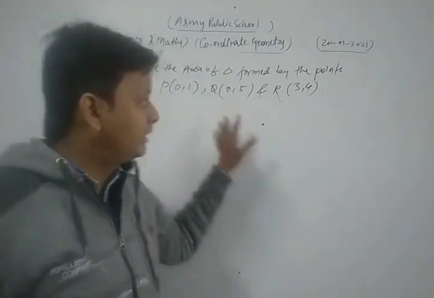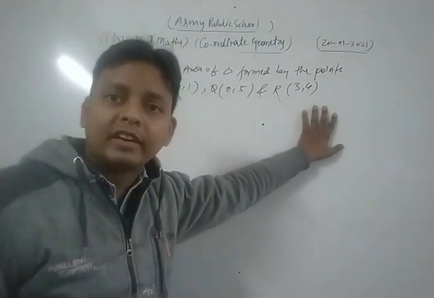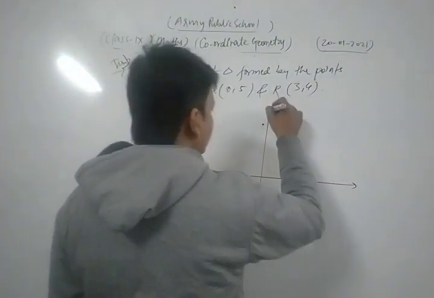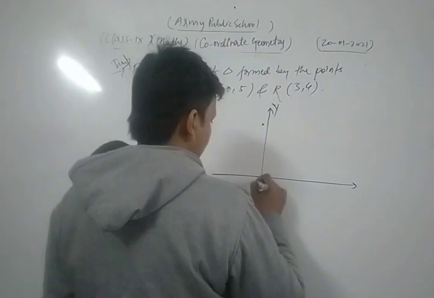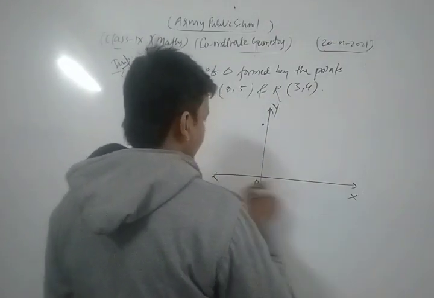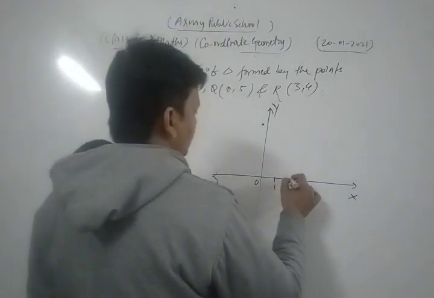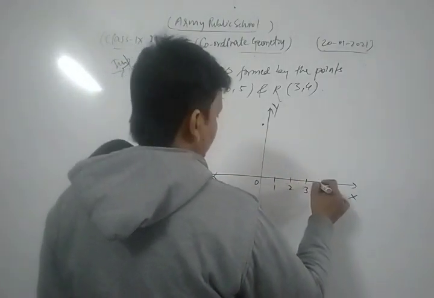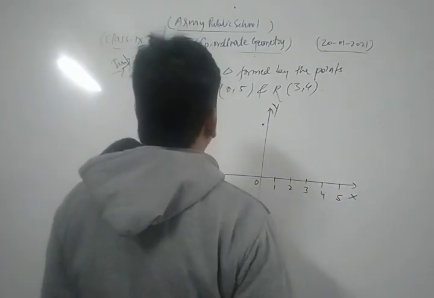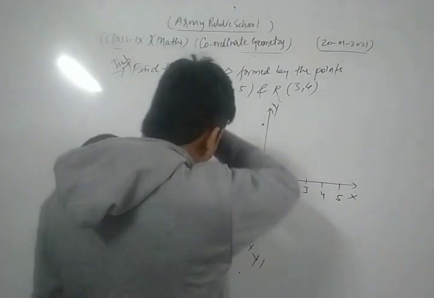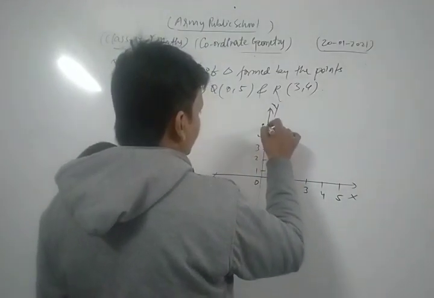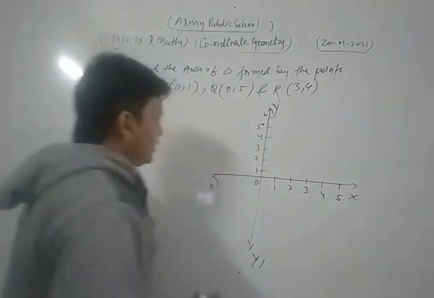First of all, we locate these points on the graph paper. We draw two mutually perpendicular lines, XOX dash and YOY dash. Now this is +1, +2, +3, +4, +5 and +1, +2, +3, +4, +5, +6. Now let's see the points.